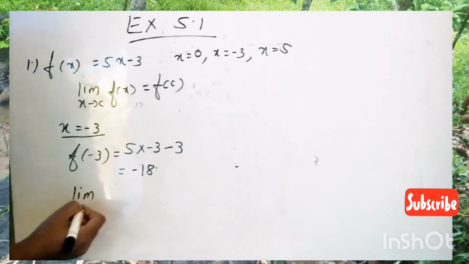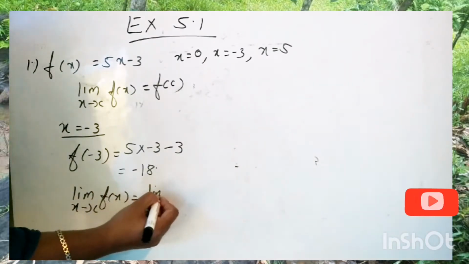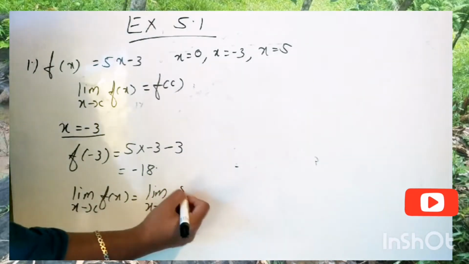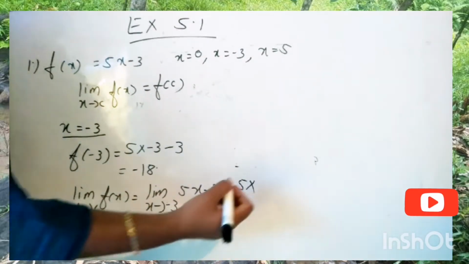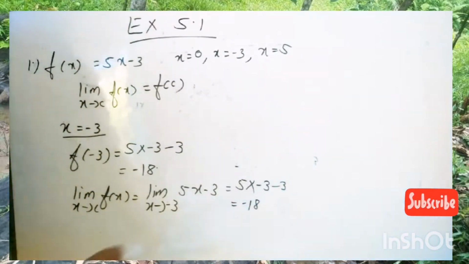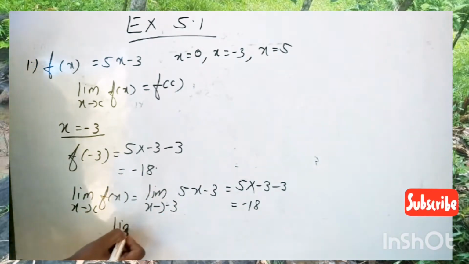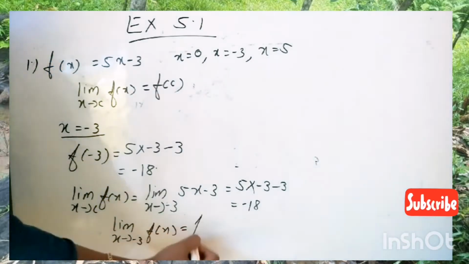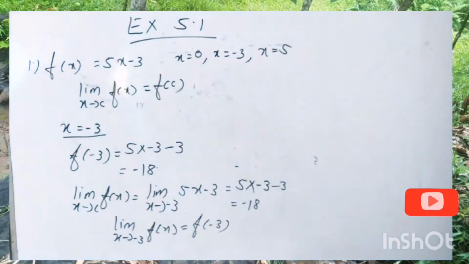Now limit x tends to c, f of x is equal to, here the value of c is minus 3, f of x is 5x minus 3, that is equal to 5 into, just put x is equal to minus 3, 5 into minus 3 minus 3, that's also we will get as minus 18. Here also thus limit x tends to minus 3, f of x is equal to f of minus 3. Therefore, the function is continuous at x is equal to minus 3.